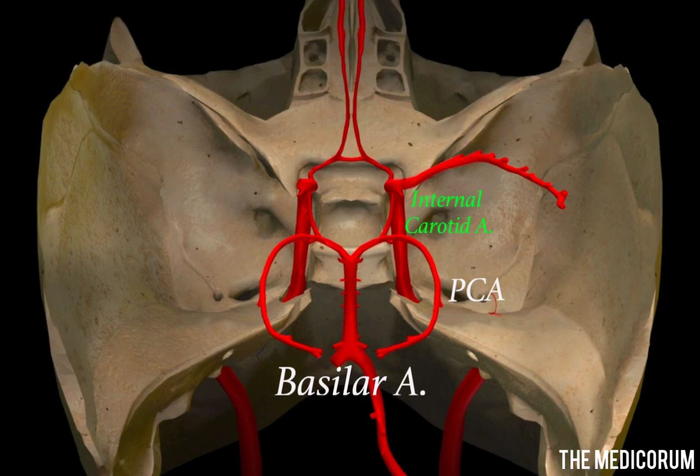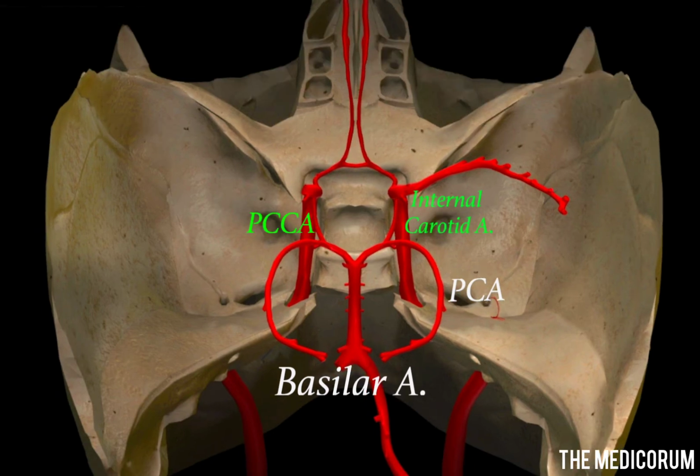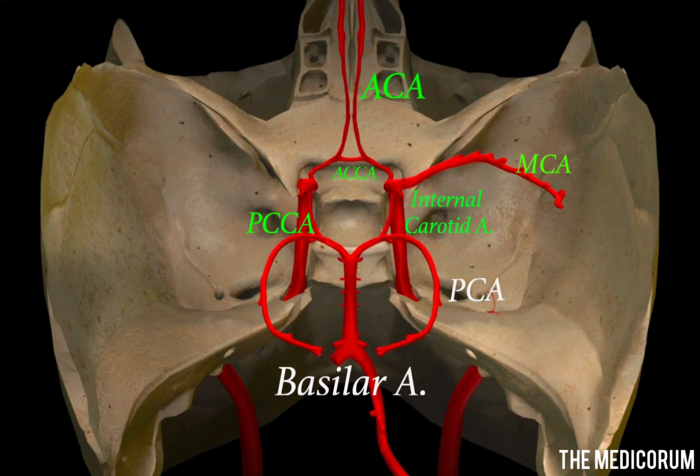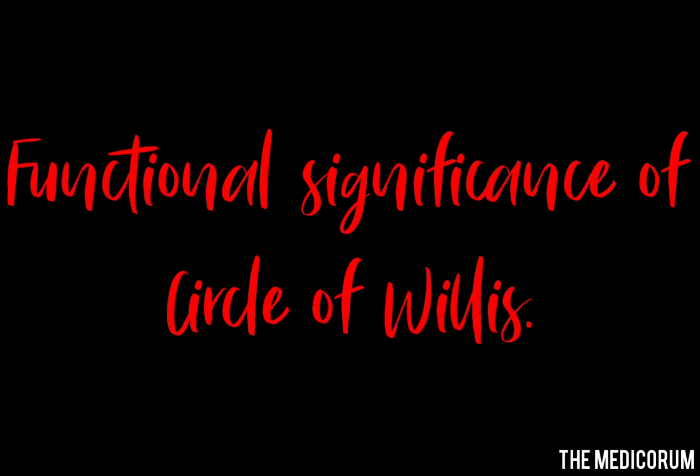Along with the internal carotid artery, the posterior communicating artery will form the lateral side of the circle of Willis. And the middle cerebral artery, which arises from the internal carotid artery, will form the anterolateral side, as well as the anterior communicating artery and anterior cerebral artery, as the name suggests, will form the anterior side of the circle of Willis. What is the functional significance of the circle of Willis?